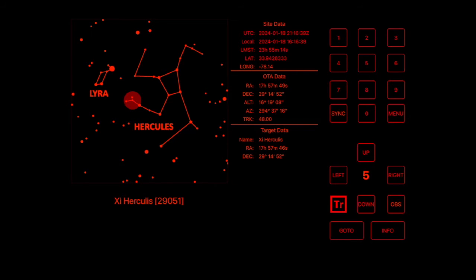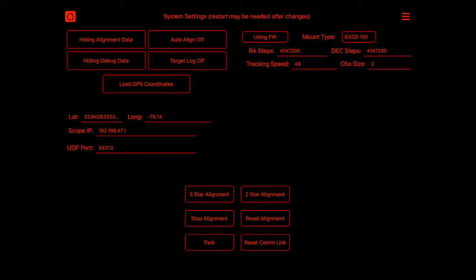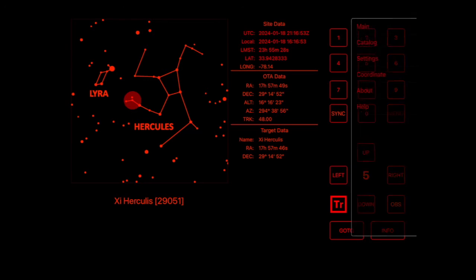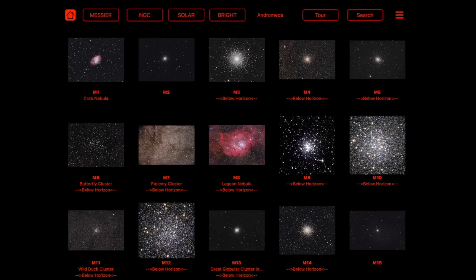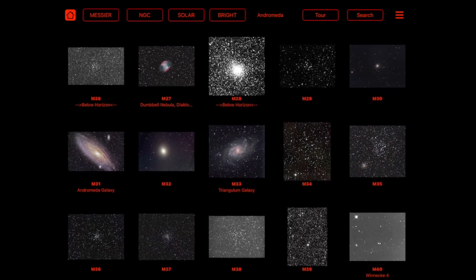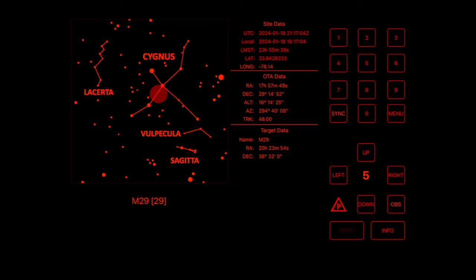I wanted to go over the OBS and the info buttons with you as well. So first let's go somewhere where we're going to be happy with knowing where we're at. Let's do the catalog instead. And let's go to a more interesting object than those other things. We'll go to M29. Go to. So off we go.